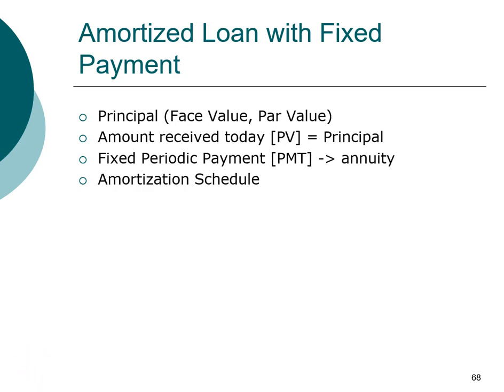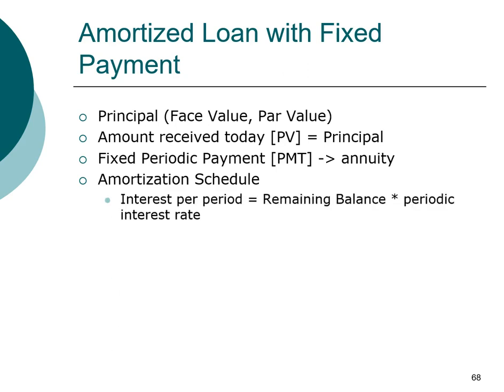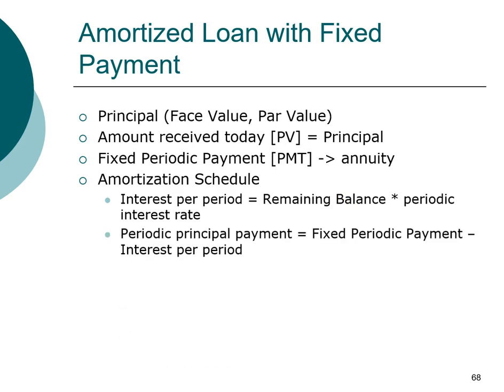The amortization schedule includes the following items: the interest amount that you pay each period, because you're paying off the loan as time goes on. The interest that you pay each period is different. As the balance of the loan goes down, the interest payment also decreases. The principal amount also changes, because as you pay down the balance of the loan, a larger portion of the payment will go towards principal.